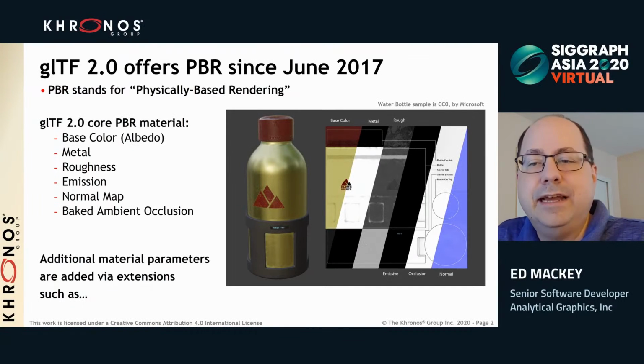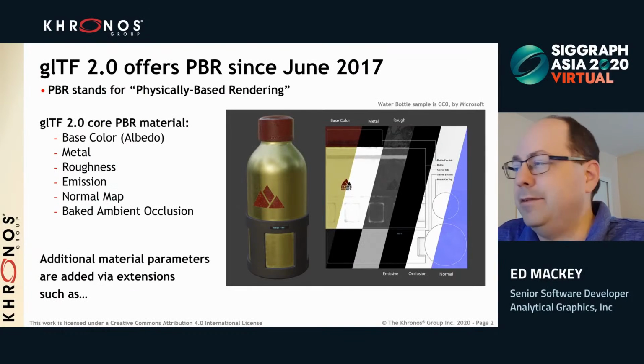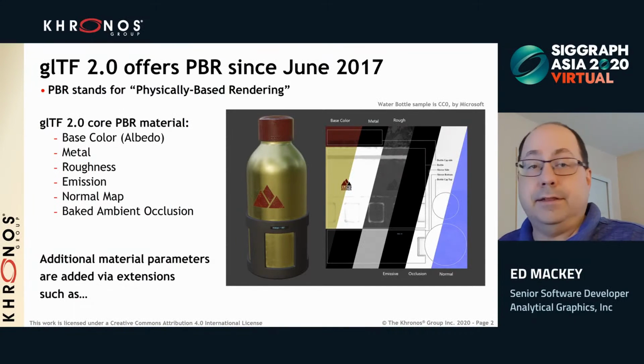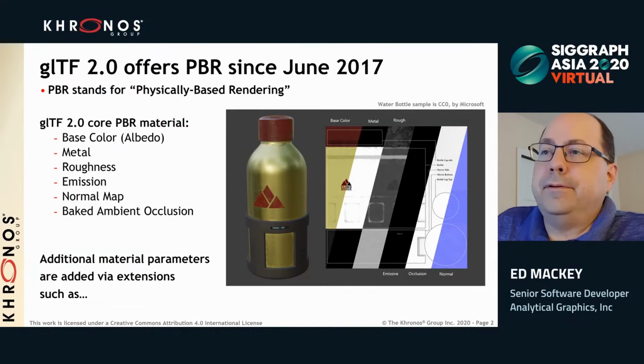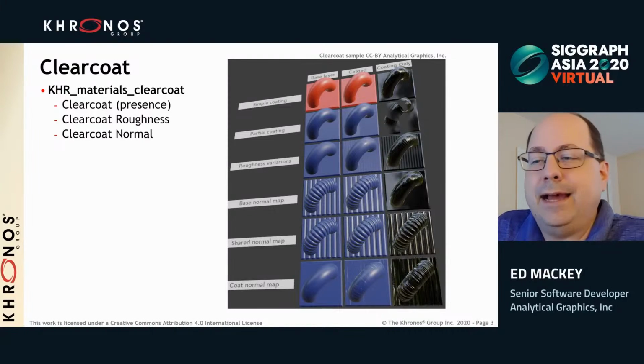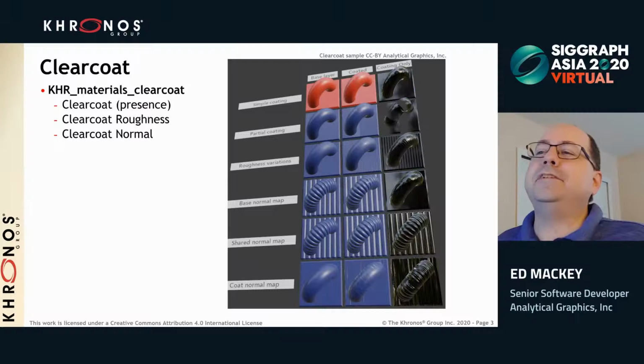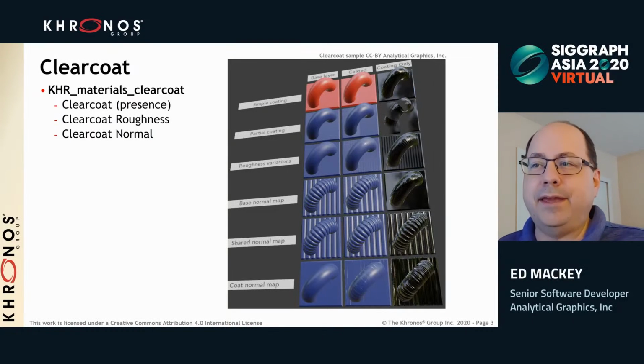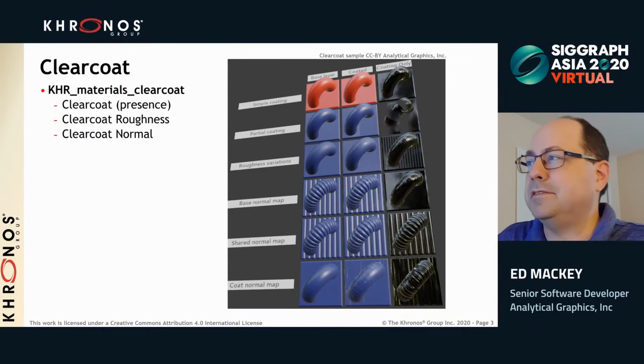glTF also features an extension mechanism where additional parameters can be added in a controlled namespace kind of a way. And we have released a couple of extensions for adding new material properties, such as clear coat. Clear coat has its own roughness channel. It has its own normal map. It adds an extra layer of shine and polish, similar to what you might find in the automotive industry, without breaking the laws of energy conservation, of course, so you don't get an unnatural shine on things.